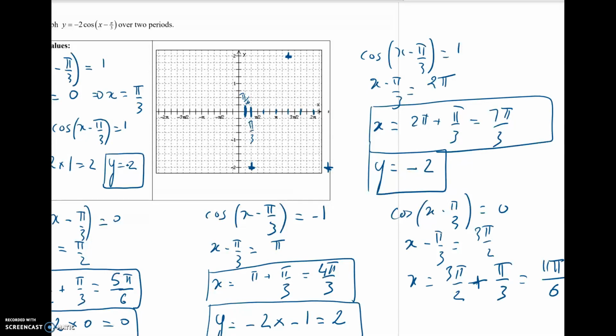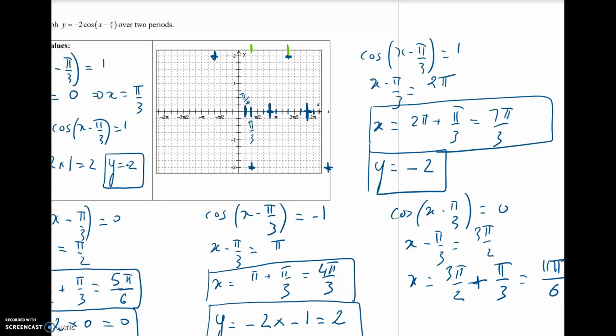So 5 pi over 6 is right there. I know this is a 0, right there, this is a 0. 5 pi over 6, 6 pi over 6, 7 pi over 6, 8 pi over 6, 9 pi over 6, 10 pi over 6, 11 pi over 6. This is another 0.